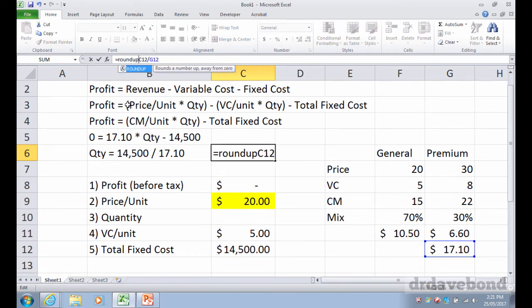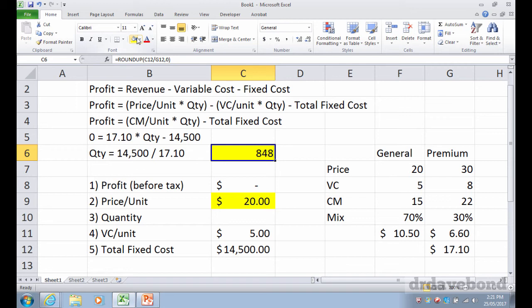So if we were going to introduce these premium tickets at $30 a ticket, the variable cost only goes up to $8. At a 70-30 sales mix, that gives you a weighted average contribution margin of $17.10. Feed that all in, we need to sell 848 tickets in total. You then look at what the breakdown is within each. That's how many tickets you need to sell.